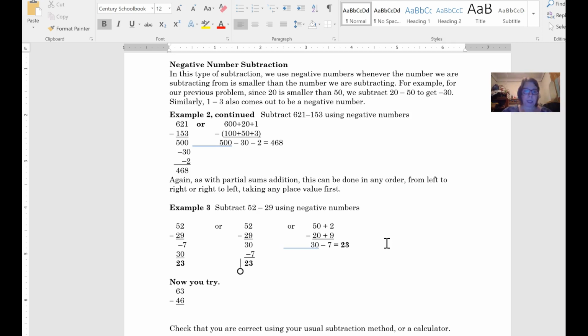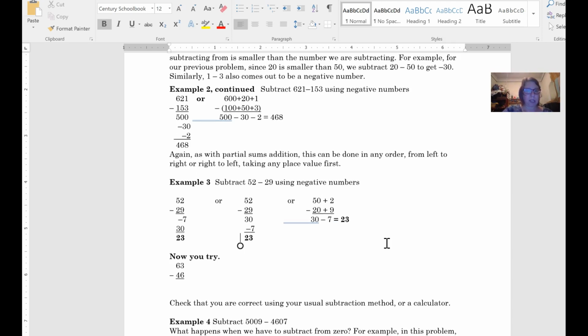So take a minute to pause this video and see if you can try it on 63 minus 46. Try it with the negative numbers. And then try it on your calculator, or try it with the regular borrowing method, to make sure you got it right.